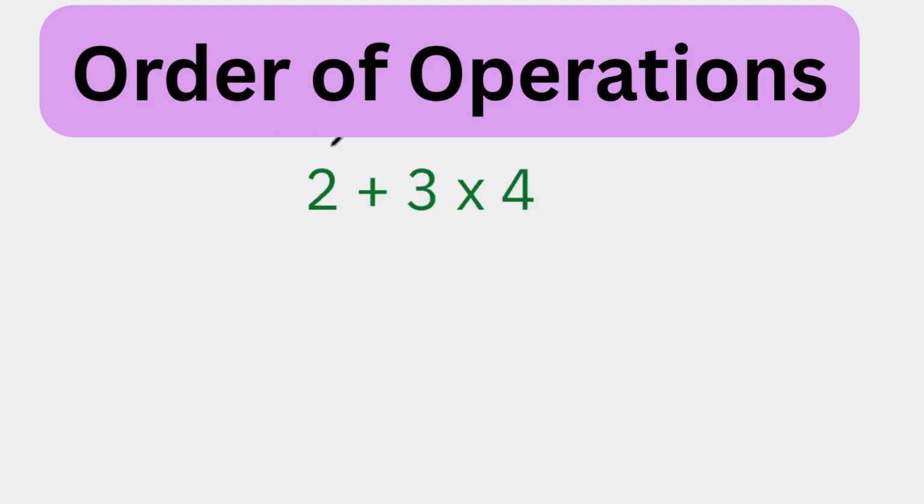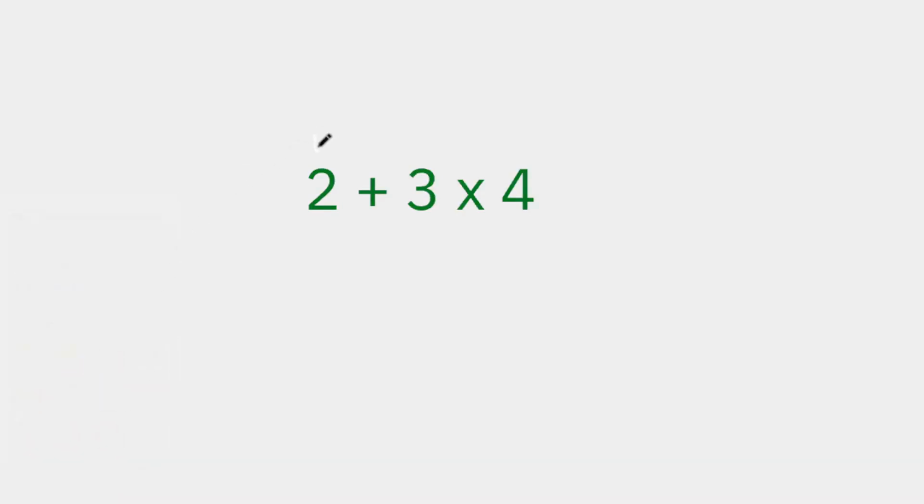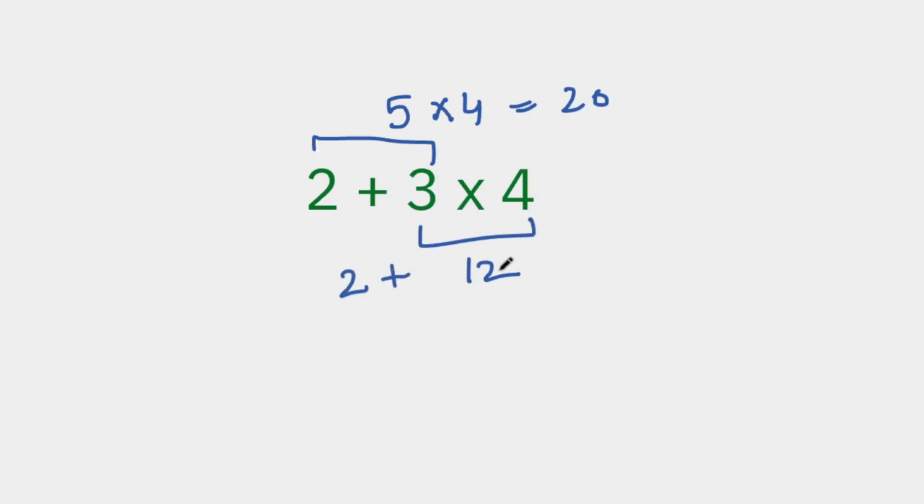Let me tell you. Some of you might have solved this part of the expression first. So 2 plus 3 is 5. Then you multiply it by 4 and you get 20. Right? And some of you must have solved this part first. So 3 times 4 is 12. Then you must have added 2 to it and you get 14. Right? So this is the correct answer and 20 is incorrect here.